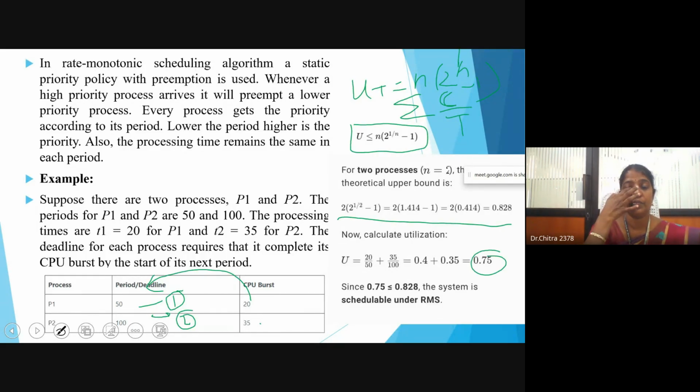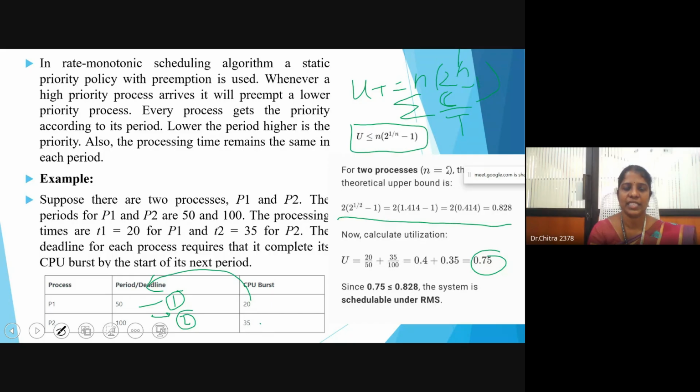The calculated value must be less than the theoretical value. If the calculated value is less than the theoretical value, we can perform this RMS scheduling. Otherwise, it's not possible. There may be an overlap or a fault during the scheduling algorithm. So to avoid that, first check the feasibility of scheduling, whether it is possible to schedule the processes according to our concept. Here, the calculated value is 0.75 and the required value is 0.828. The calculated value is less than the actual value, so we can perform the scheduling.